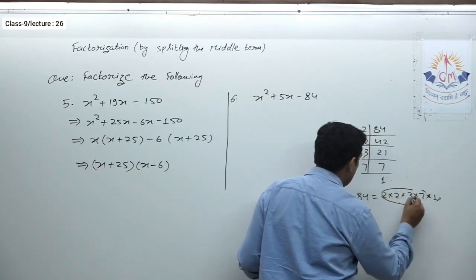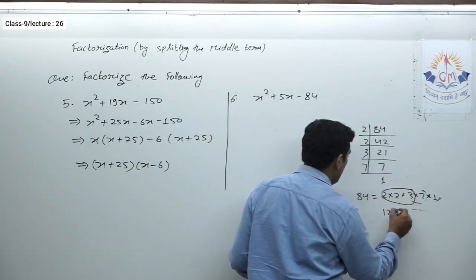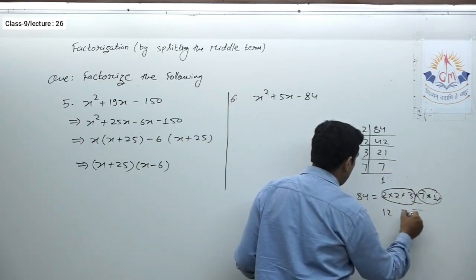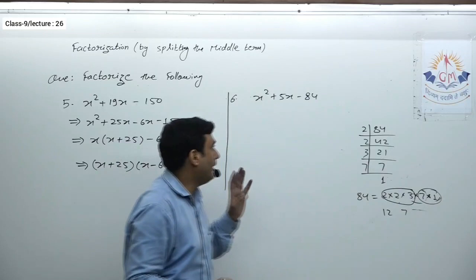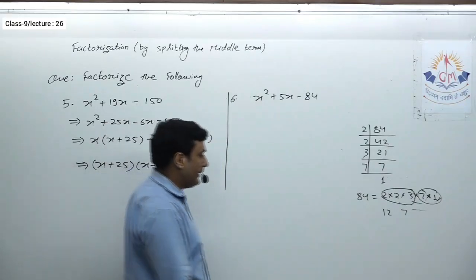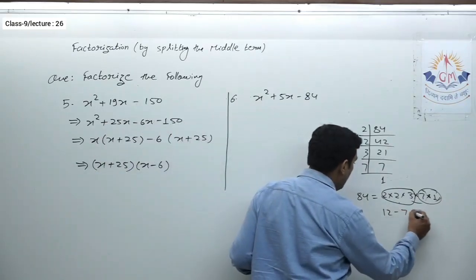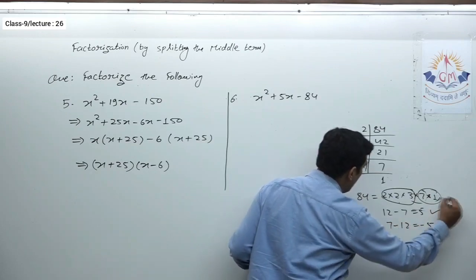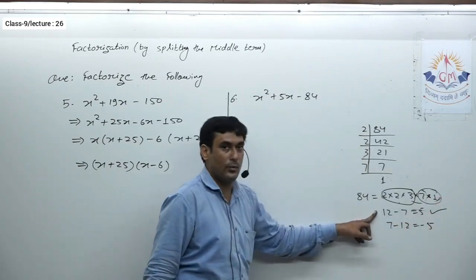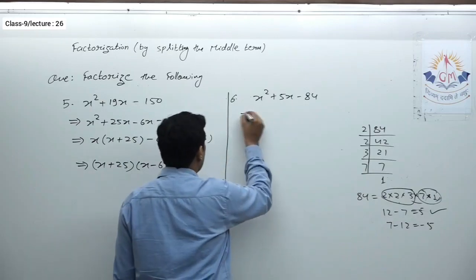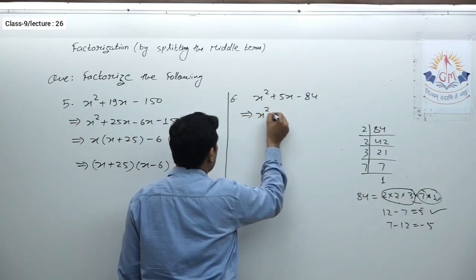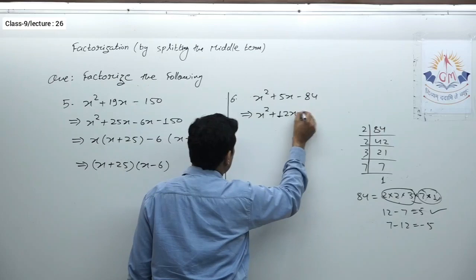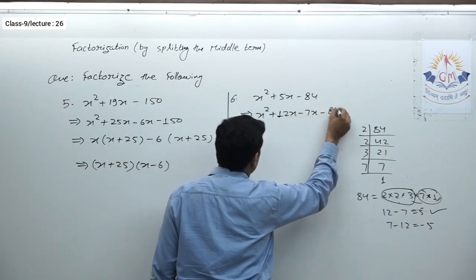Suppose I take these three, so 12, and these 2, 7, 1. Yes. Now 12 minus 7 is 5, isn't it? Their difference is 5, with 12 minus 7 being 5 and 7 minus 12 being minus 5. I need the positive one, so I will go with 12 minus 7. So here I write x square plus 12x minus 7x minus 84.